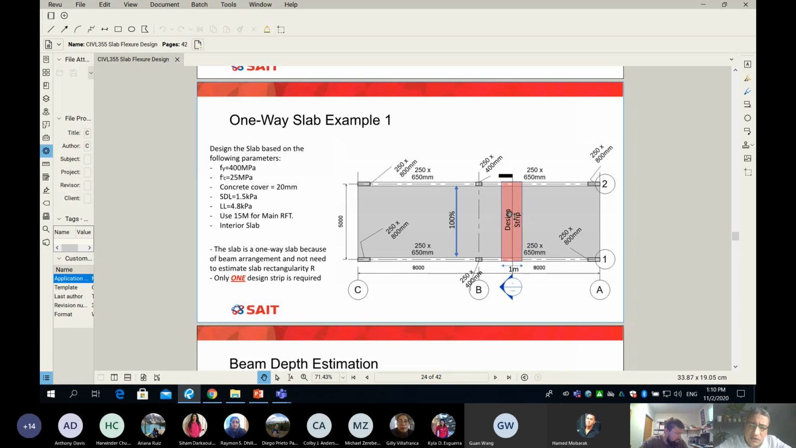Then when you have the load path, you need to come up with how many design strips I need. And I think if you think about it, you will see, you know what? I need only one design strip. And the design strip, which is 1 meter wide, is also shown on my screen on the plan view. We need only one.